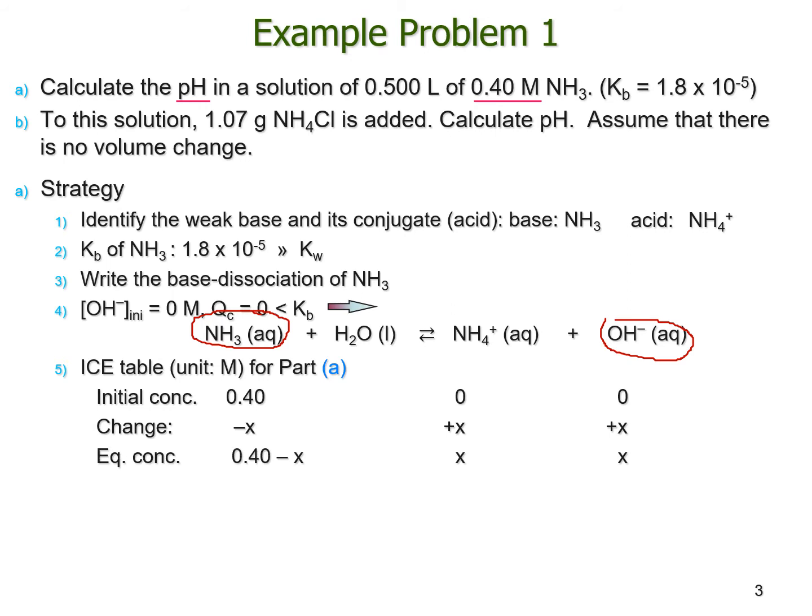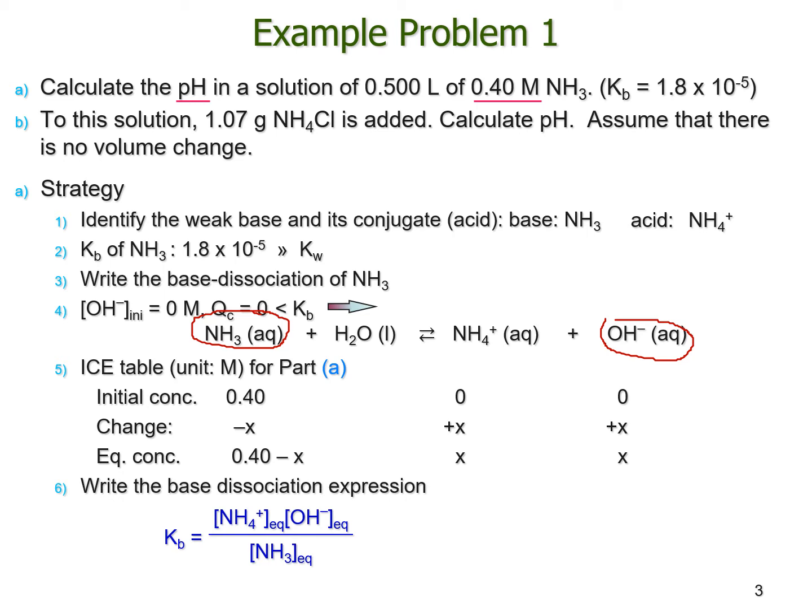Once we figure out the equilibrium concentrations, we can just solve for this X using Kb. So we plug it in: X times X divided by 0.40 minus X equals Kb, which is 1.8 times 10 to the minus 5.